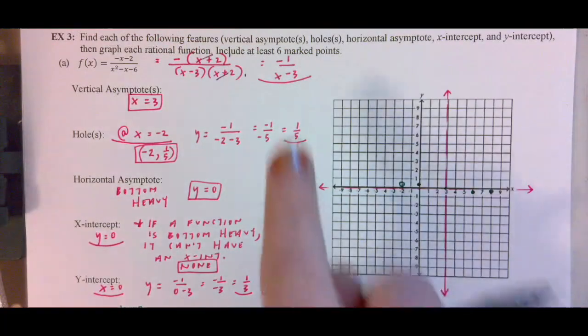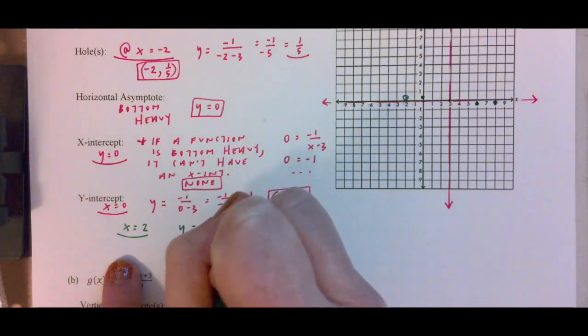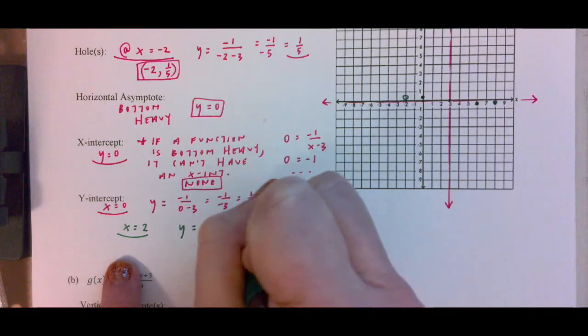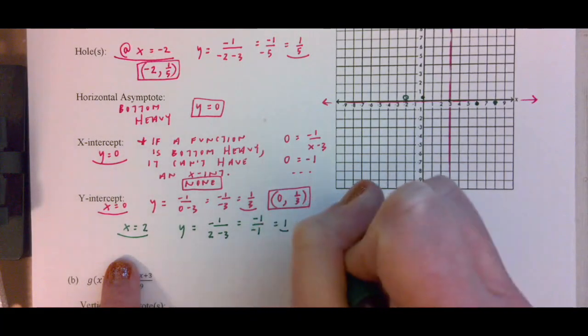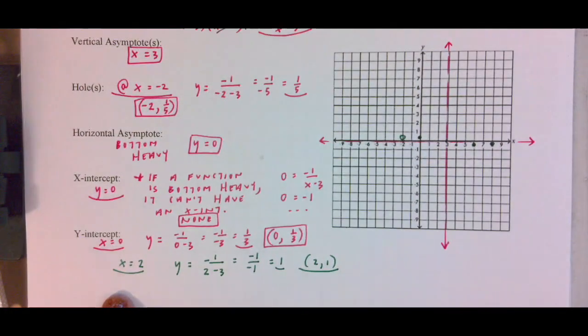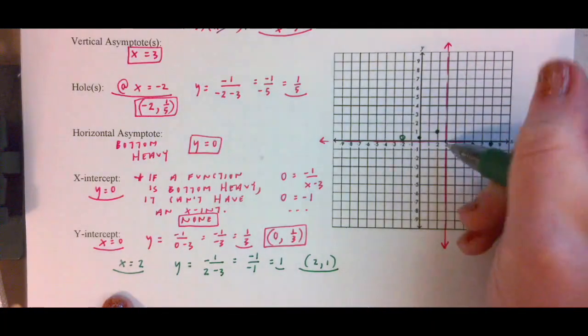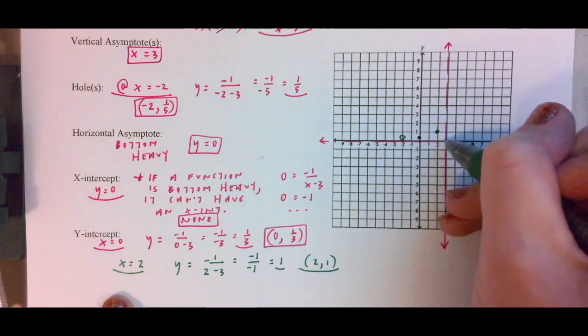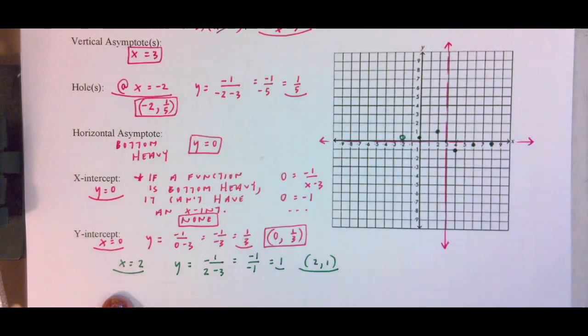So go back to that reduced function right here. Plug in for x, y equals -1 over 2 minus 3. So -1 over -1 is just 1. So this gives me one more point here to the left of that vertical asymptote, 2, 1. So from where they cross, I'm left 1, up 1. So my other point will be right 1, down 1 to mirror.